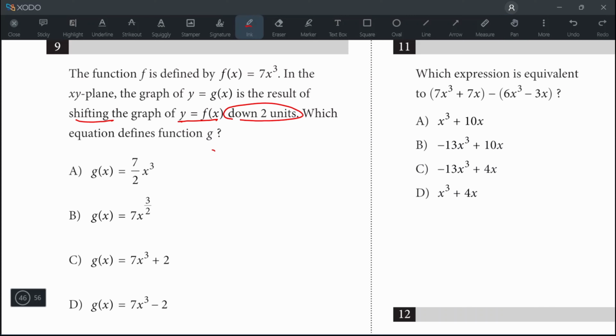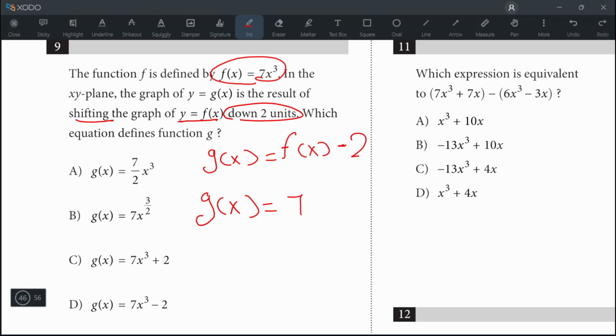So, g of x is the same as shifting f of x 2 units down. So what we're going to do is subtract 2 from the function f of x. Now, the next step is substituting the value of f of x, which is 7x to the power of 3. So g of x, or the function g, is equal to 7x to the power of 3 minus 2, which is answer D. And this is a functions translation question.